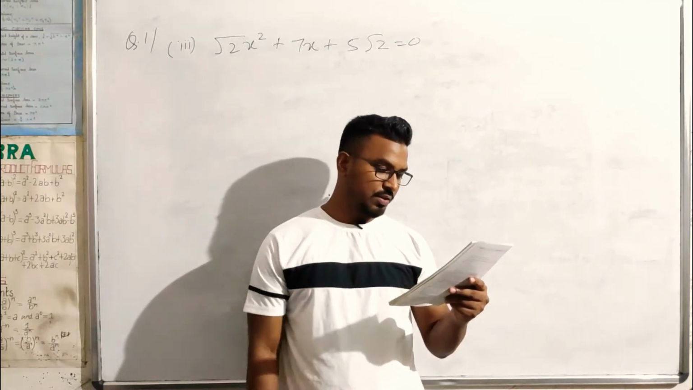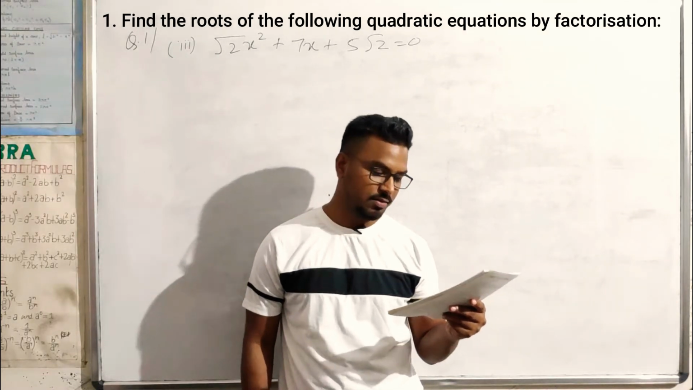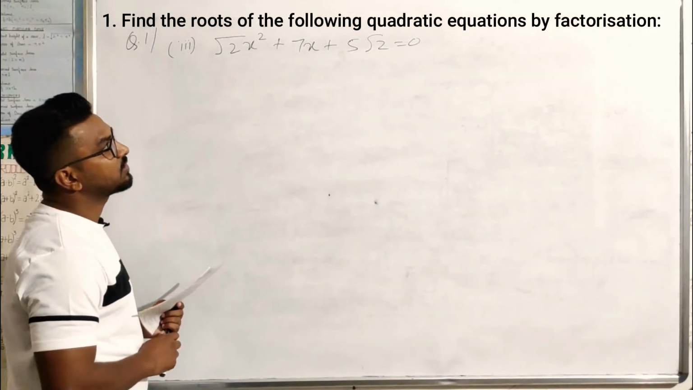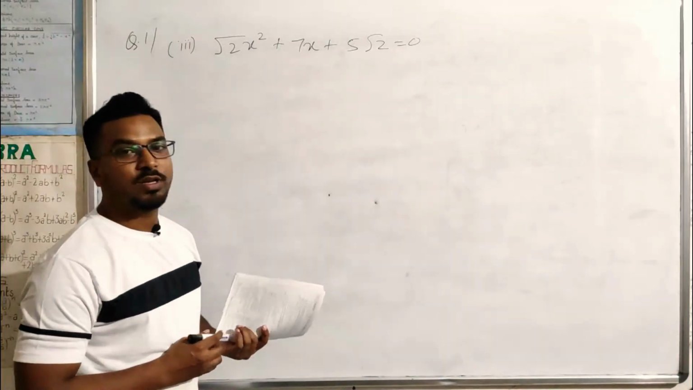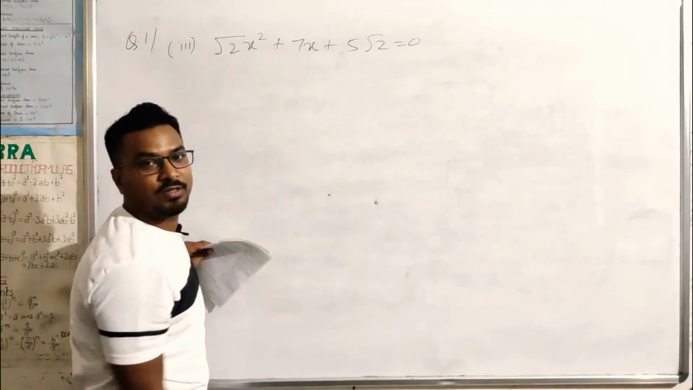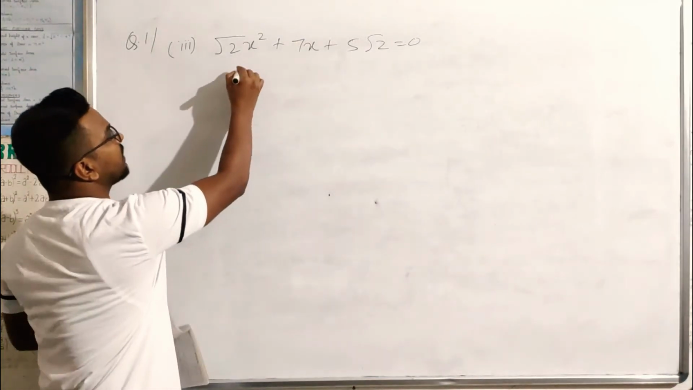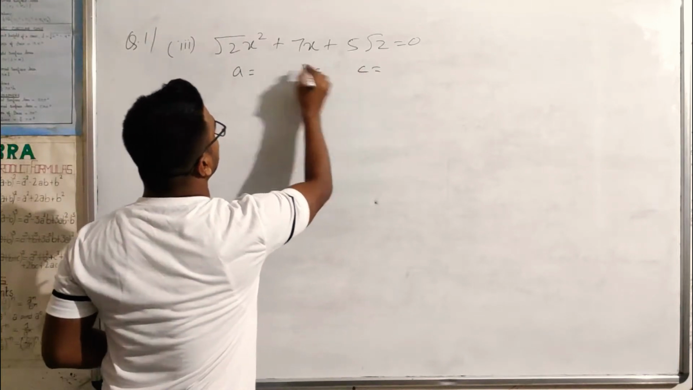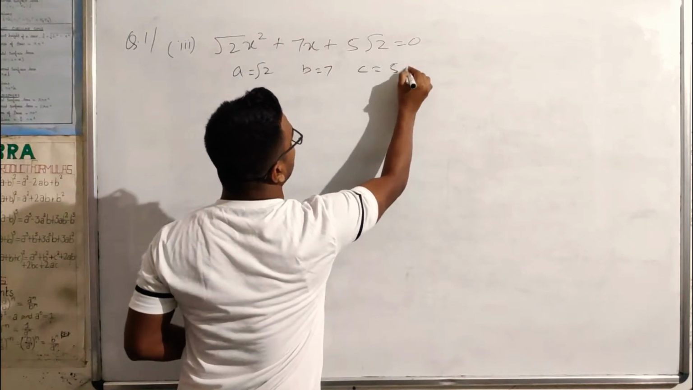The first question is: find the roots of the following quadratic equation by the factorization method. The equation is root 2 x square plus 7x plus 5 root 2 equals 0. Usually students get confused when they see the root sign, but you don't have to worry. We'll find what a, b, and c are. Here a is root 2, b is 7, and c is 5 root 2.